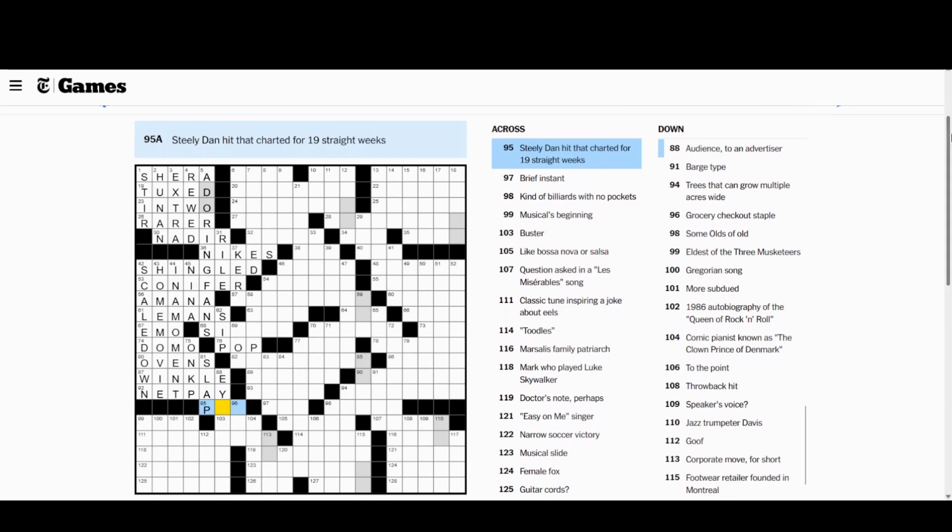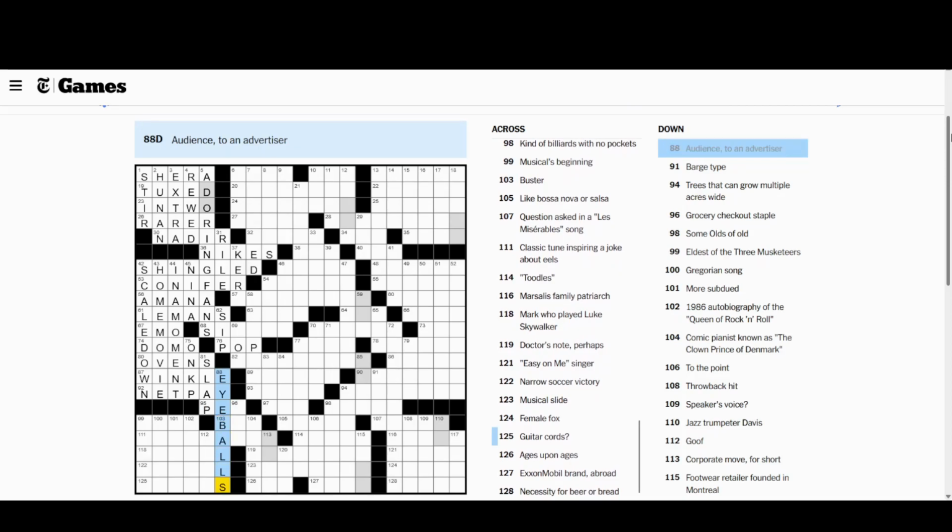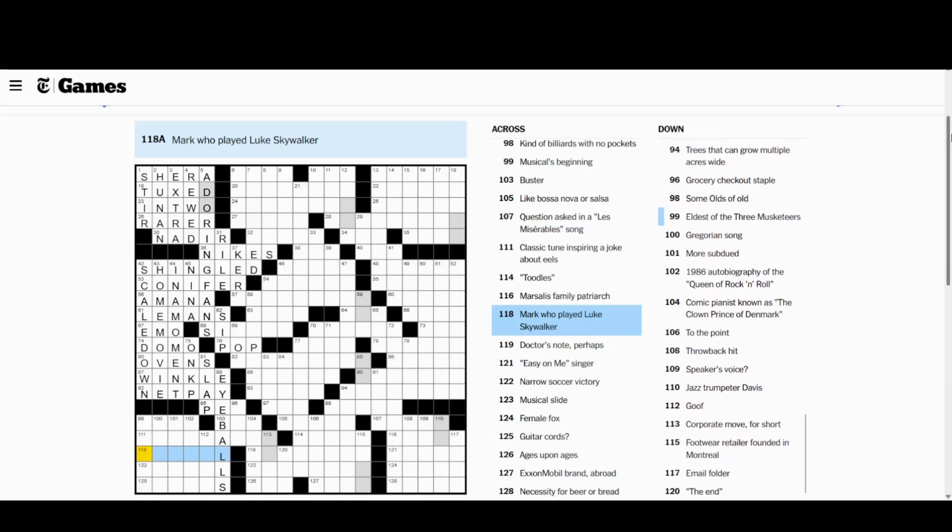Let's scroll down a little bit. This is gonna be I something. Audience to an advertiser. I think I've heard this term in marketing lingo. Eyeballs. Mark Hamill. Was it one M and two L's or two M's and one L? Maybe this is gonna help us out. Or maybe not. More subdued.